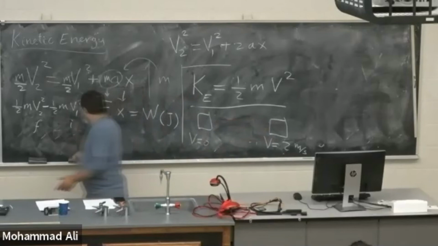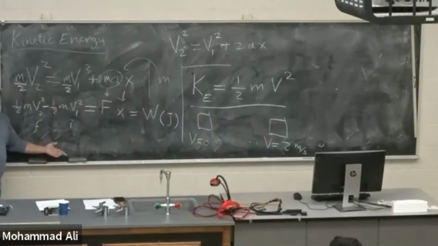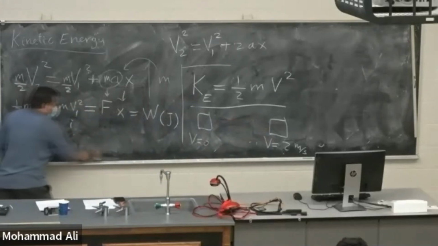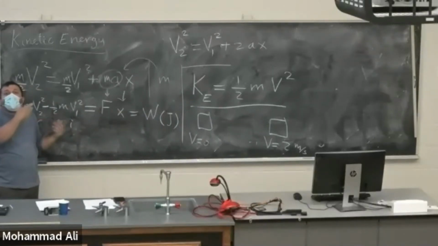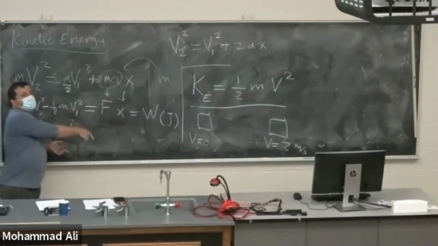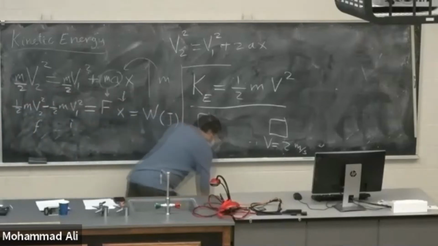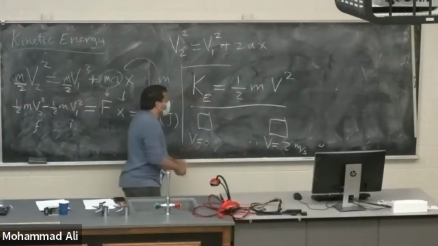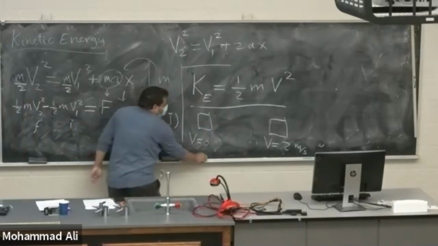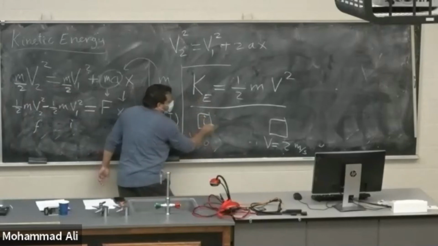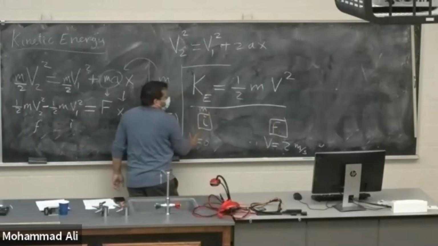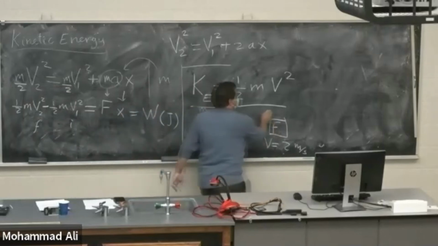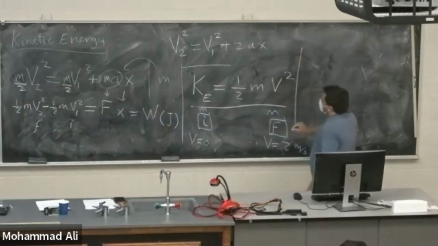Because, for example, this eraser doesn't have any energy. Now I need to give it energy. In this case, I gave it energy. I did a work on it, made it move. Okay? Now, this is the initial case. This is the final case. I have a mass for this object. The mass is the same before and after.